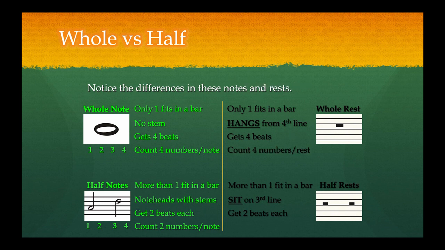When counting a whole rest, we count 4 numbers for the 1 rest. When counting half rests, we count 2 numbers for each rest. 1, 2 for the first half rest in the measure, 3, 4 for the second half rest in the measure.